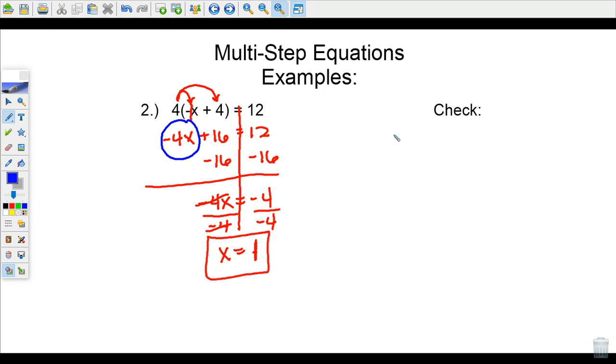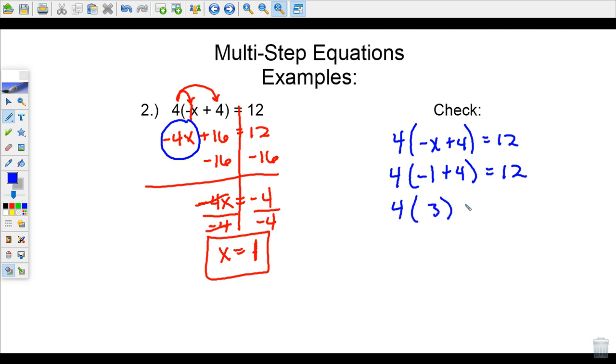Let's check it. Copy the original, 4 in parentheses negative x plus 4 equals 12. Instead of x, I'm going to put this 1 in place of the x, and remember there's a negative sign in front of it, so really that's negative 1 plus 4 equals 12. And then when I evaluate, again, I can evaluate what's in these parentheses. Negative 1 plus 4 is just 3. So this ends up being just 4 times 3, which is 12, and I get 12 on both sides. So I know my solution x equals 1 is correct.